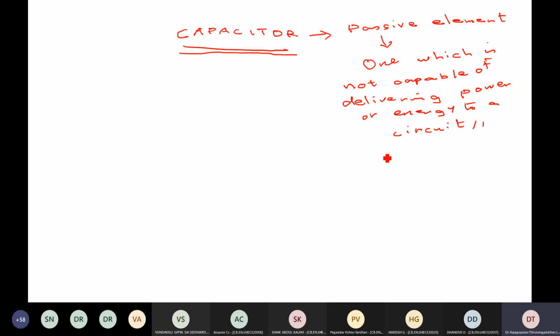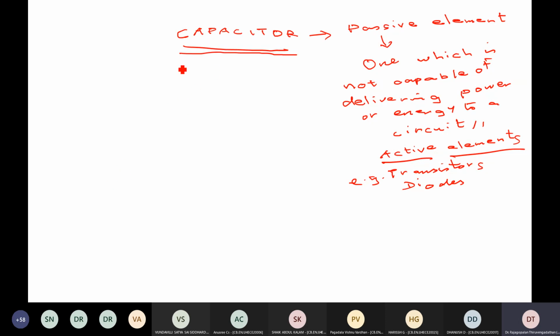So traditionally, then we must have active elements. By active elements, this is what we saw in yesterday's class. By an active element, we are taking an example of transistors, which amplify and deliver, and diodes. So these are active elements. So an example of a passive element, we talked about yesterday, the resistor. In today's class, we are going to talk about the capacitor.